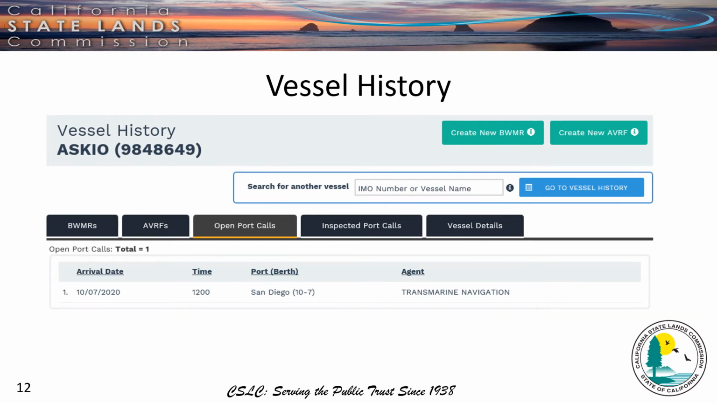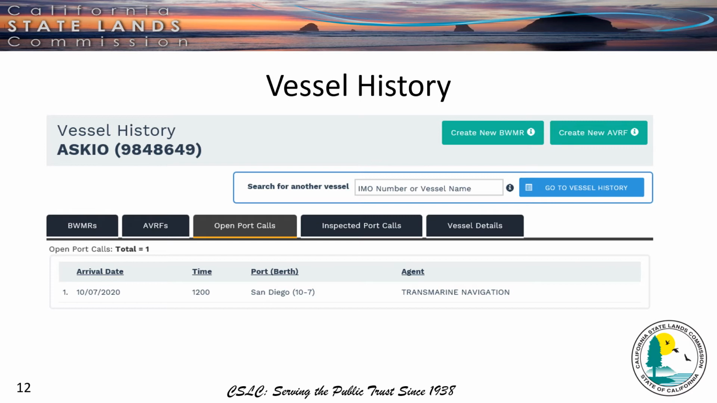Once you've established your vessel list, you now have the opportunity to review the history of that particular vessel. Once you're in, you can review all the ballast water management reports that have been submitted, if they submitted any AVRFs, if there are any open port calls, if the vessel was inspected while in port, and then some vessel details. The Ballast Water Management Report tab provides a list of all of the reports that have been submitted to California, either by the vessel or by a responsible party. And AVRFs also provide a list of all the reports that have been submitted for that vessel.